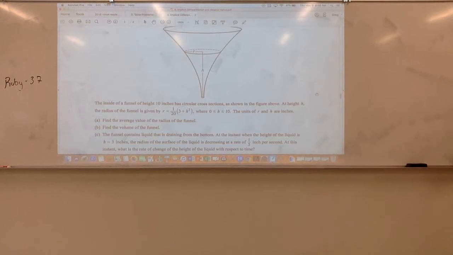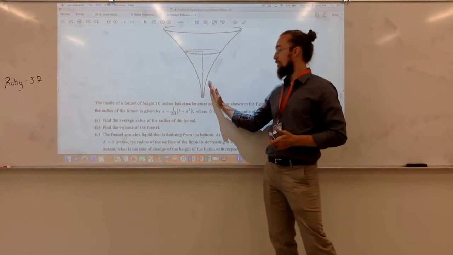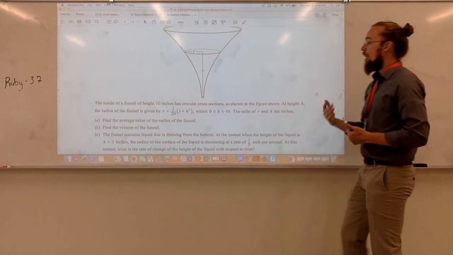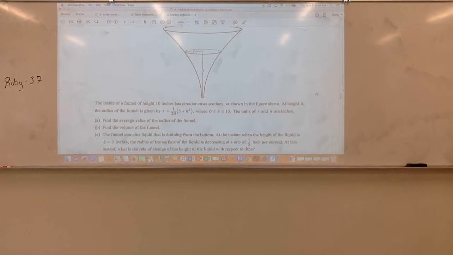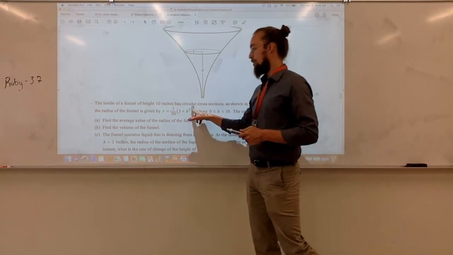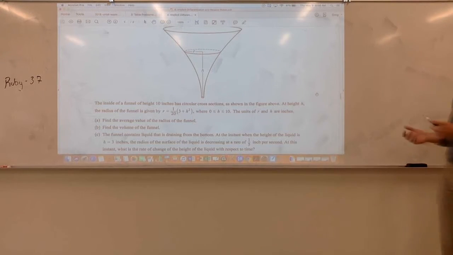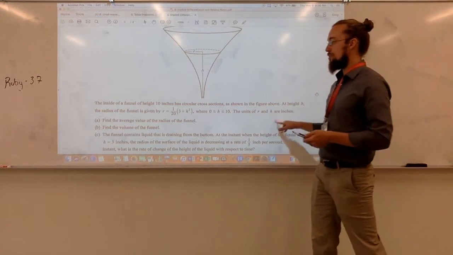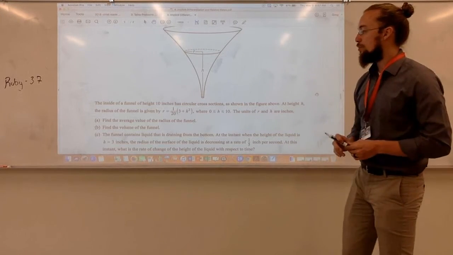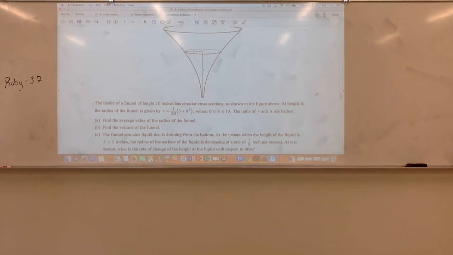All right, so this problem says the inside of a funnel of height 10 inches has circular cross sections as shown in the figure above. So this isn't a cone. It's some weird shaped funnel. At height h, the radius is given by this equation here. So all this equation models is the radius of this funnel, in inches. So part A, we want to find the average value of the radius of the funnel.